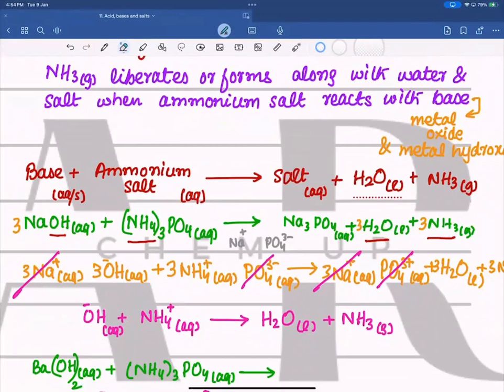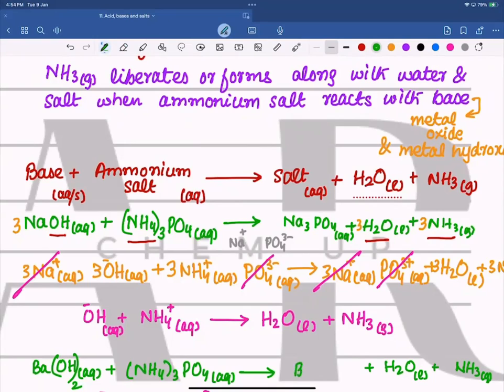Okay. As we know, the two products are H2O and ammonia. So we are left with the barium ion and a phosphate ion. Barium is 2 plus and phosphate is 3 minus. So what will be the formula of the salt? Ba3(PO4)2.